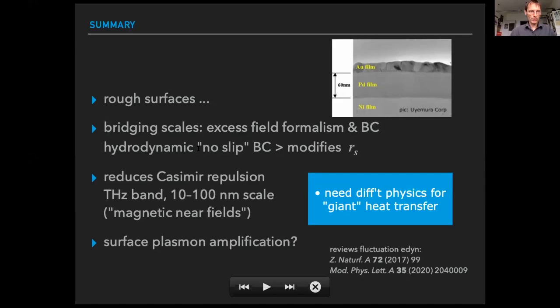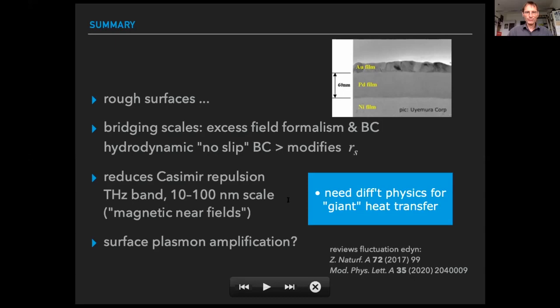Here are the relevant scales that are responsible for this thermal correction to the Casimir force. And we insist that there should be a question mark on surface plasmon amplification. And for the giant heat transfer, we still need other physical models to understand it. Thank you.